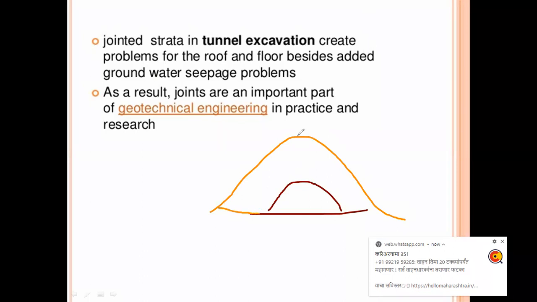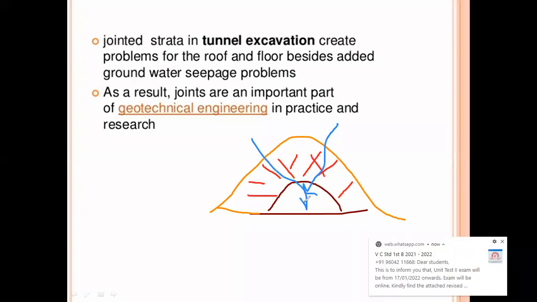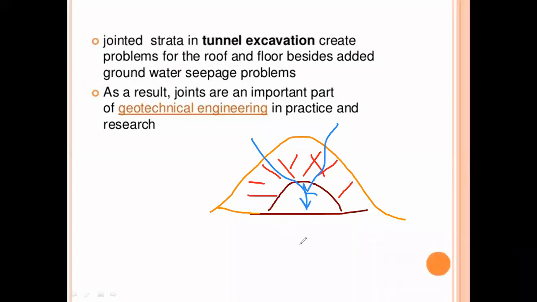And if the tunnel rocks, that mountain or hill rocks, have such a type of joints present there, then there is a leakage possibility. The water can come from these joints into that tunnel, and if there is water entry in the tunnel, then it is not considered advantageous. There is a chance of collapse of the roof in that tunnel. That's why the joint along the tunnel side is not considered safe.